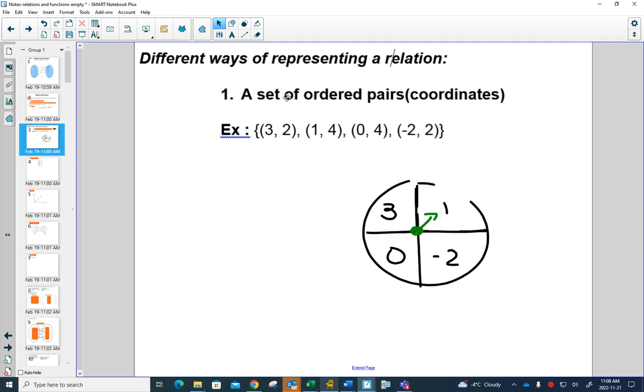You pay $5 to play this game. Okay? If it lands on the 3, I give you $7. So the 3 would win $7. If it lands on the 1, I give you $9. If it lands on the 0, I give you $9. And if it lands on the 2, I give you $3.